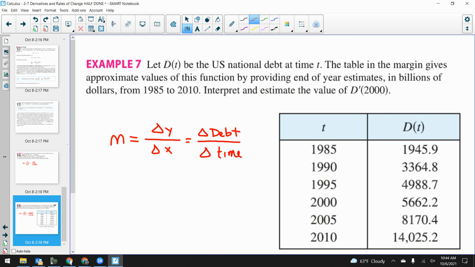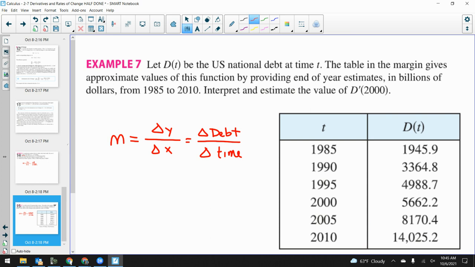So what is the derivative truly representing? The derivative is truly representing the instantaneous change in debt at any particular time. And you have to talk about it in terms of change in debt. It's not the instantaneous debt at any time. No, that's just the value of the function. If I talk about the value of the derivative, you're talking about the rate of change of that thing. The rate of change of debt at any given time.